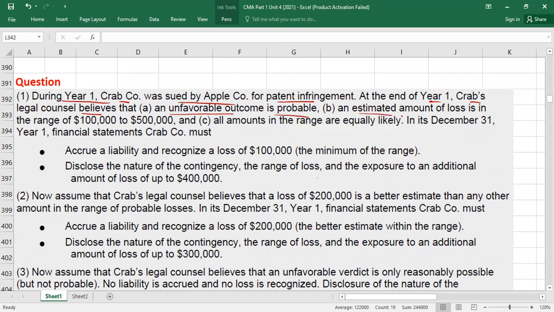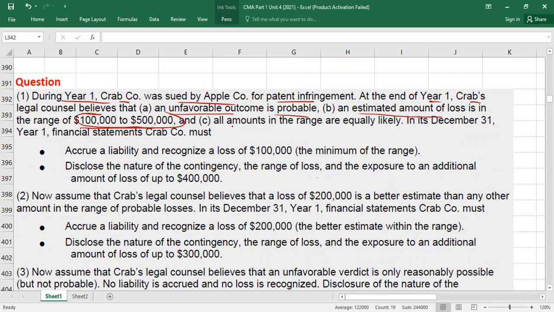And estimated amount of loss is in the range of what? 100,000 and 500,000. As I told you, if chances are probable and amounts can be reasonably estimated, you need to book the liability and expense, right? Debit expense, credit liability, but a range is given. For range, I told you 2 rules. If amount is better estimate, use that one.